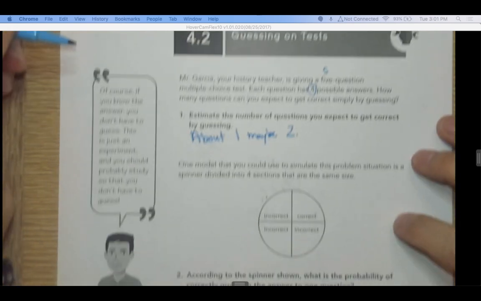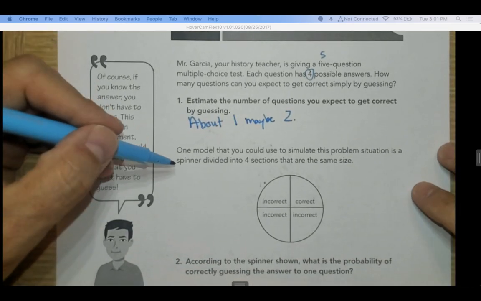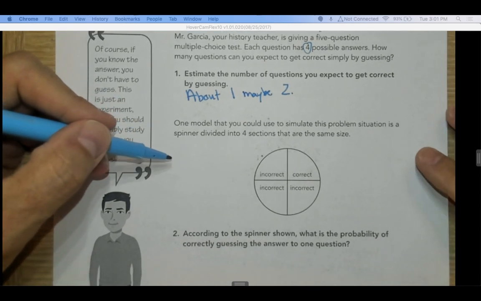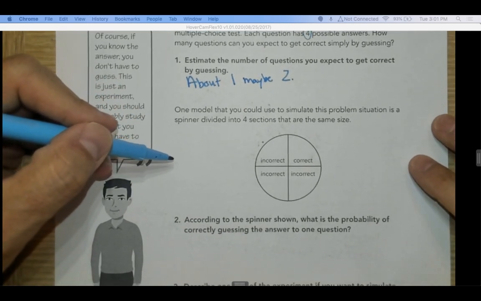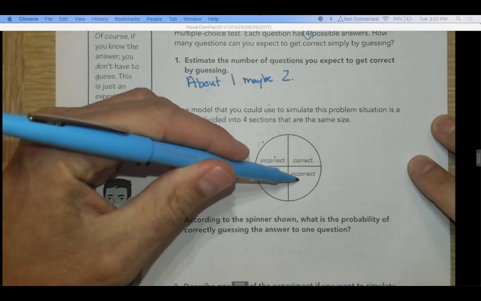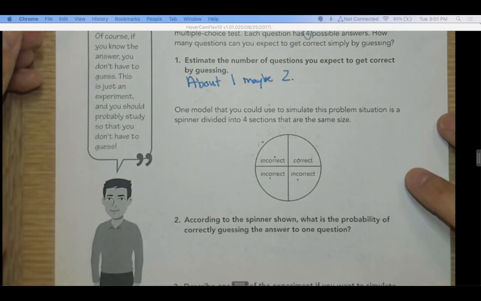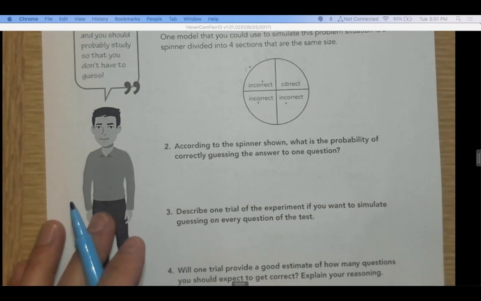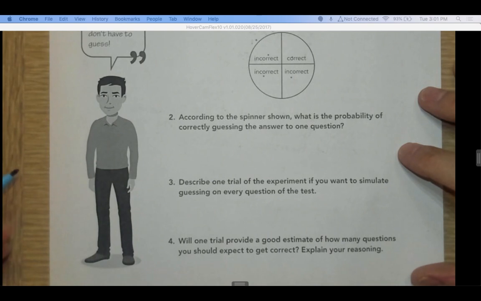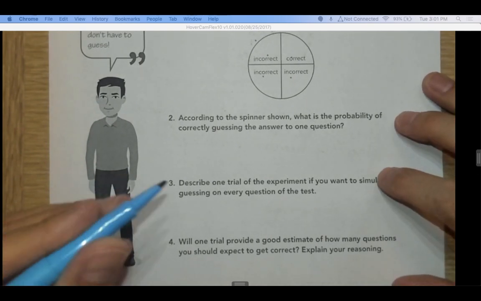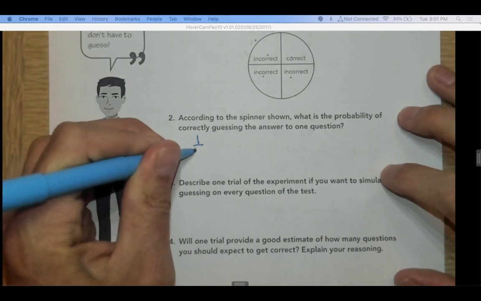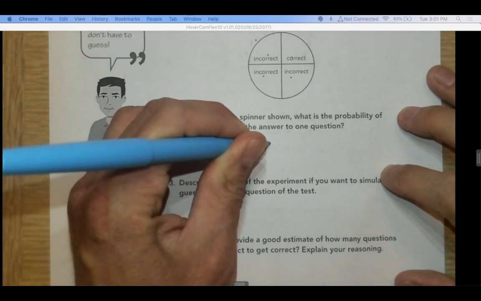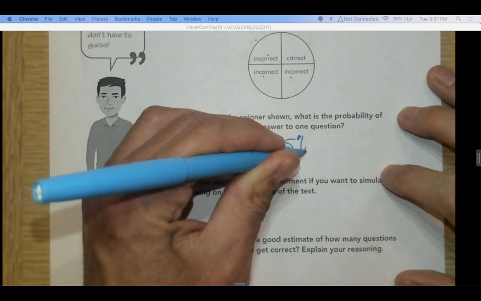Okay. One model that you could use to simulate this problem situation is a spinner divided into 4 sections that are the same size. It's incorrect, incorrect, incorrect, incorrect. According to the spinner shown, what is the probability of correctly guessing the answer to one question? 1 out of 4, or 25 hundredths, or 25%.